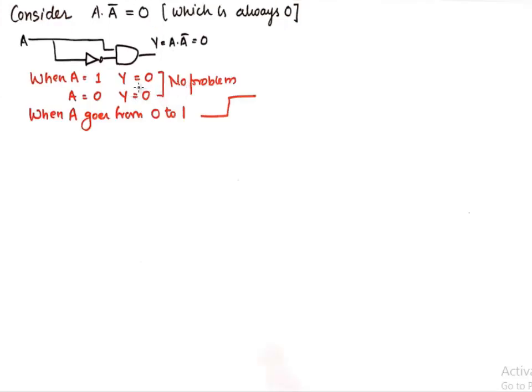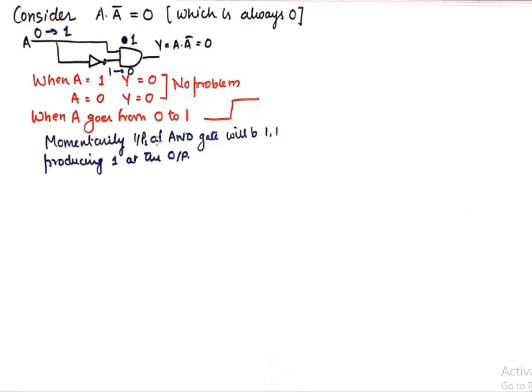So we know that there is no problem when a is 1 or a is 0, the output is going to be 0 nonetheless. But when a goes from 0 to 1, momentarily the inputs of the AND gate will be 1, 1, producing a 1 at the output. You see, when you change from 0 to 1, this 1 gets here immediately. However, this one will remain there for some time because it will take some time to change to 0. You've gotten a 1 here, you'll eventually get to 0 here, but for some time this 1 will remain in sync with this other one, producing a 1 at the output, and that is known as a glitch.